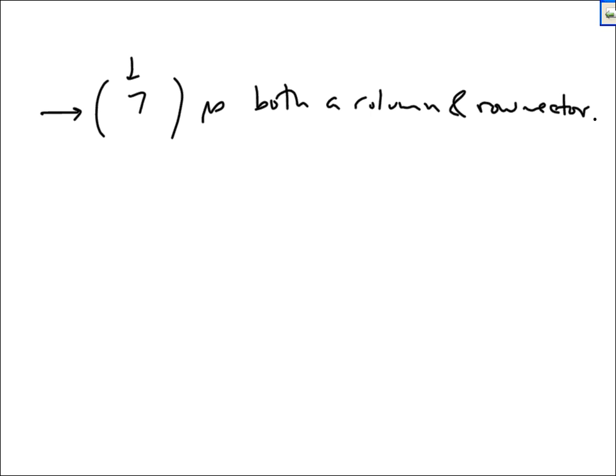It's a great test problem in my opinion. Give an example of a matrix that is both a column vector and a row vector. Okay. Nothing exciting here, but it gets you to think, in my opinion.